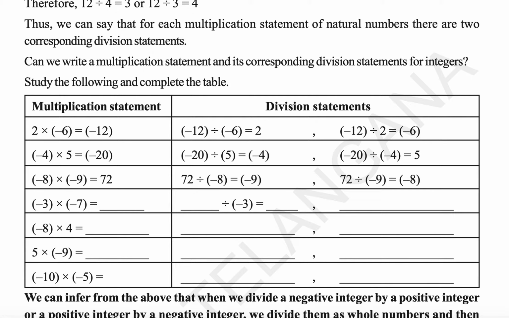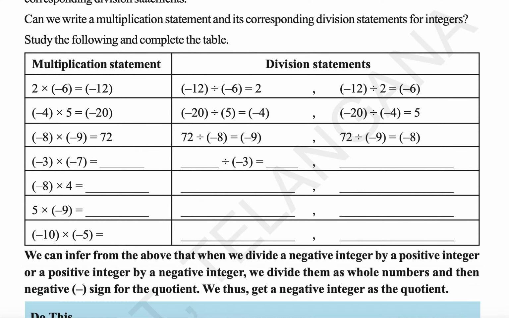Study the following and complete the table. 2 into minus 6 is minus 12. So minus 12 by minus 6 is 2. Minus 12 by 2 is minus 6. So for each multiplication statement, we can find two division statements, right?